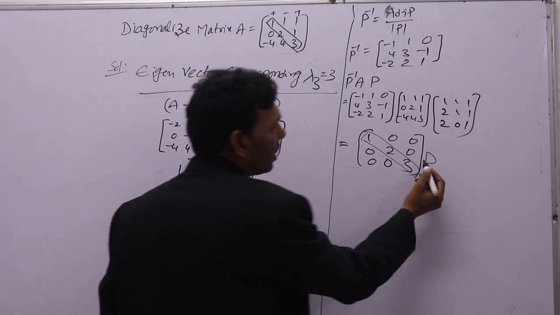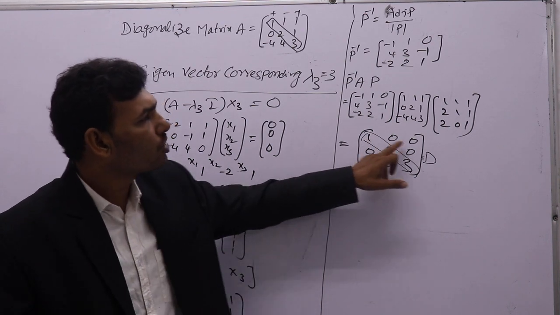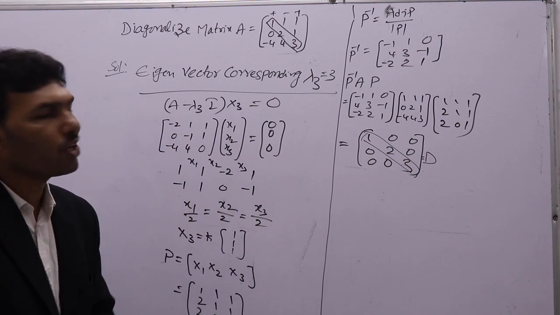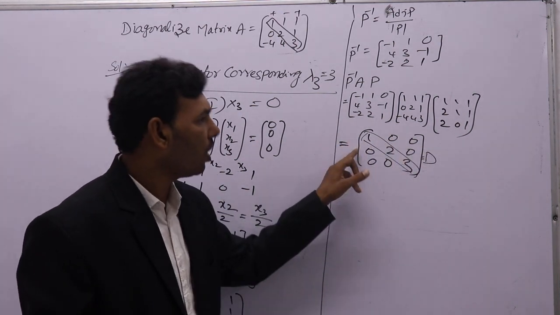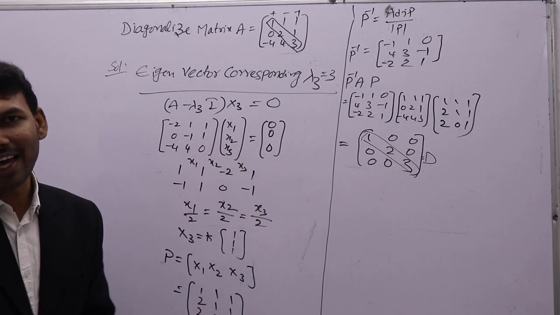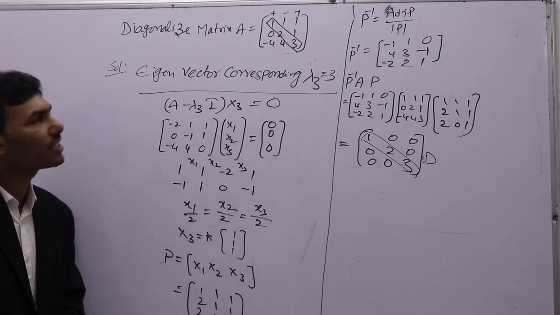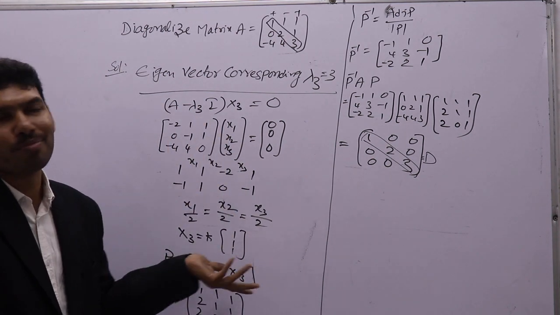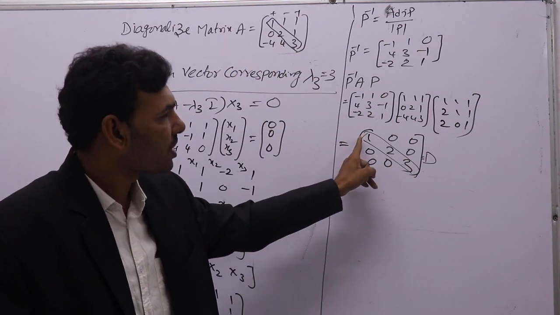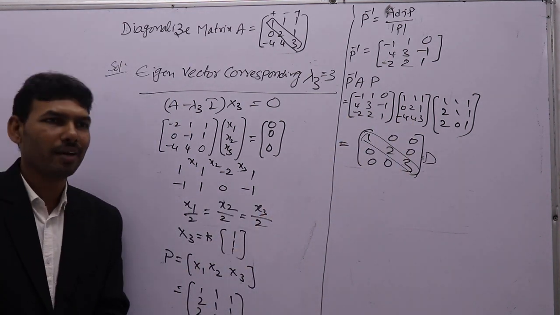For example, if you have eigenvalues 2, 3, 5, what will you get? 2, 0, 0; 0, 3, 0; 0, 0, 5. If you have eigenvalues 1, 2, 4: 1, 0, 0; 0, 2, 0; 0, 0, 4. Like that, those eigenvalues you need to keep in the diagonal. This is called diagonalization of a matrix. A matrix will be given like this, and finally we need to get a matrix in which, except the principal diagonal, all remaining elements are 0. Clear?